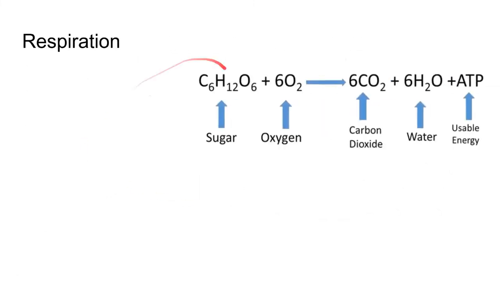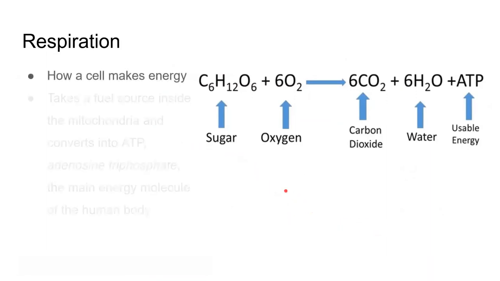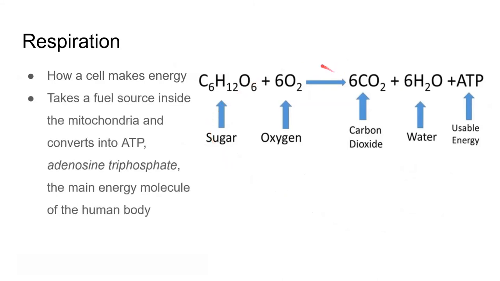So now we're going to cover how a cell creates energy, or how all living organisms produce the energy they need to survive. This is called respiration. And again, this occurs within your mitochondrion. Respiration is essentially taking a simple sugar, in this case glucose, and you're going to burn it in the presence of oxygen. Not literally burn, but it's a good analogy. That's going to produce CO2, water, and ATP.